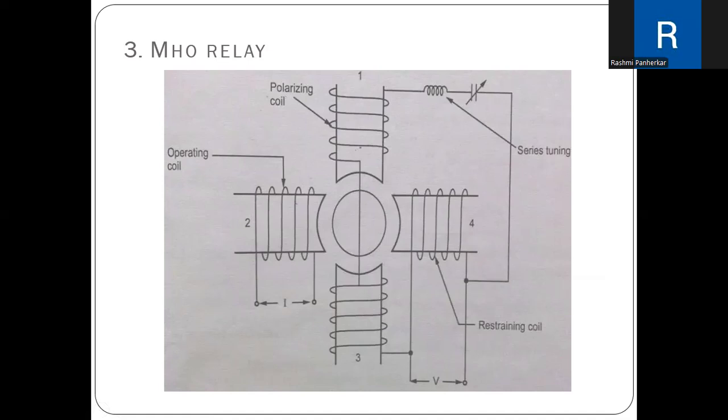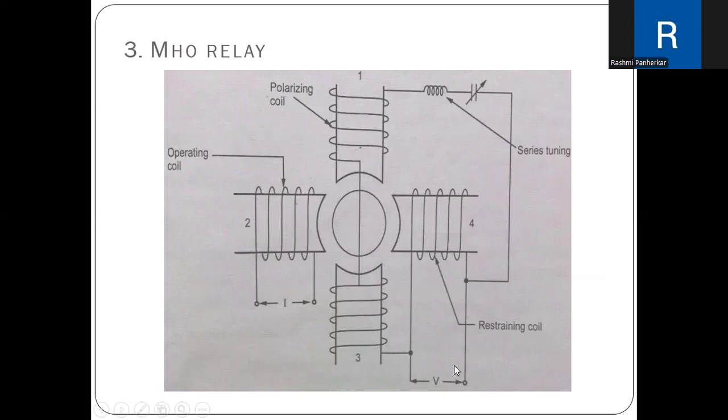In this relay we have to see that it depends upon the impedance relay and the directional element. This structure is again similar to the induction cup type of relay. It has a polarizing coil, an operating coil, and a restraining coil also. The polarizing coil is connected to pole number 1, in series with the inductance and the series tuning capacitance with the inductor. We have to connect it with the restraining coil, that means pole number 1 to pole number 4.